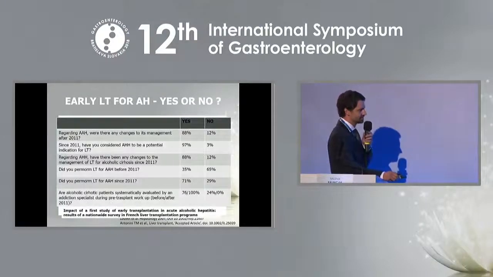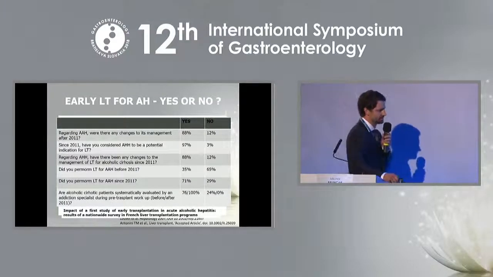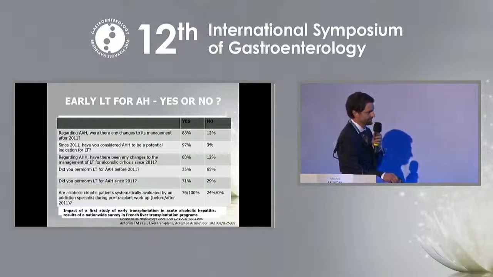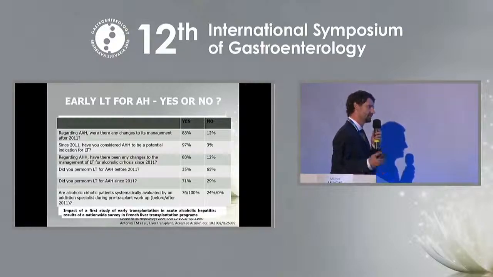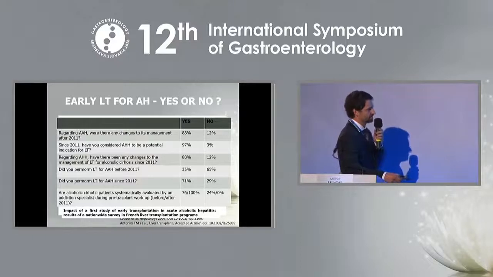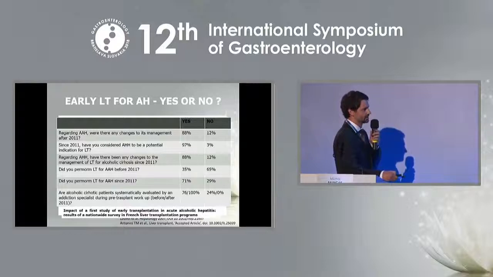But they did a survey in the French liver transplant centers this year. It's accepted for publication. And you can see the impact of Maturin study. Before it was published, only 35% of physicians would say, yes, we would transplant patients with alcoholic hepatitis. But after we know that the relapse rate is similar to relapse rate in ALD patients, and the survival is same. Now, 71% of hepatologists, surgeons, and anesthetists would transplant patients with alcoholic hepatitis.